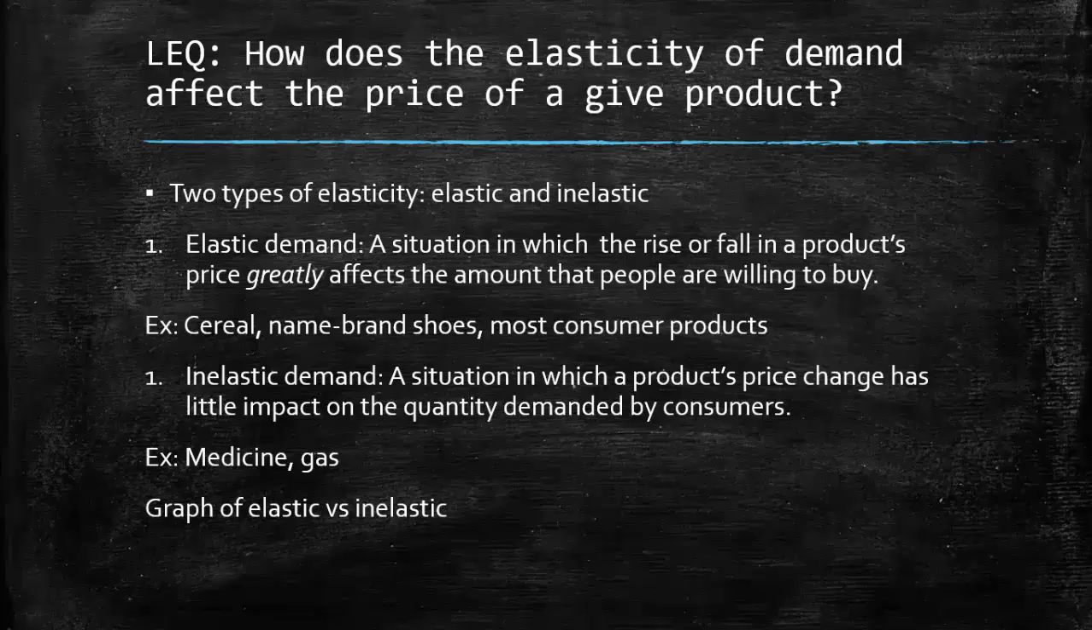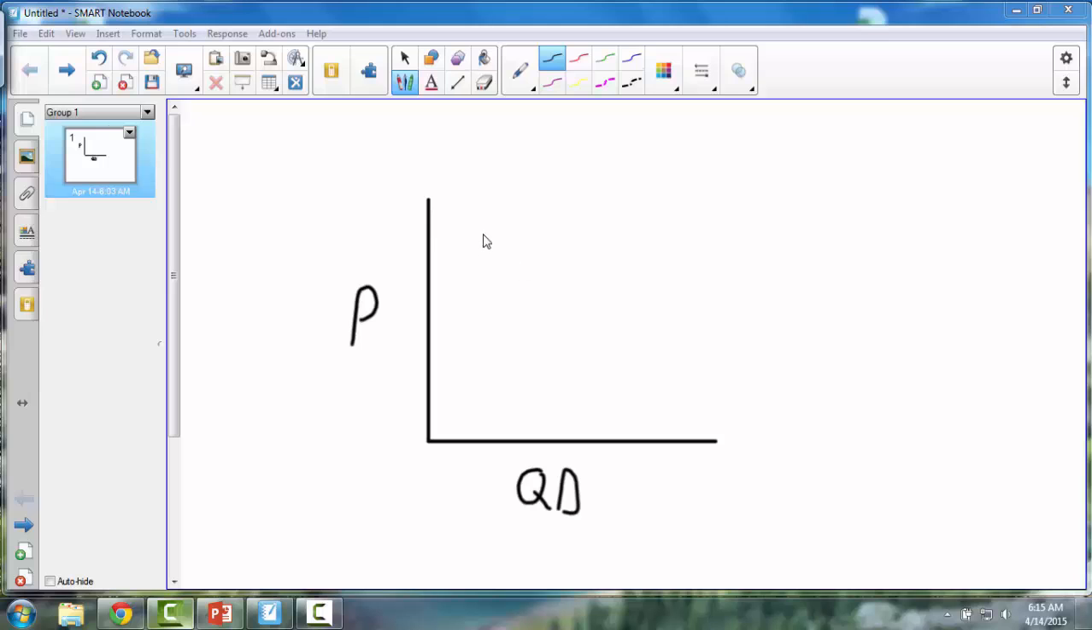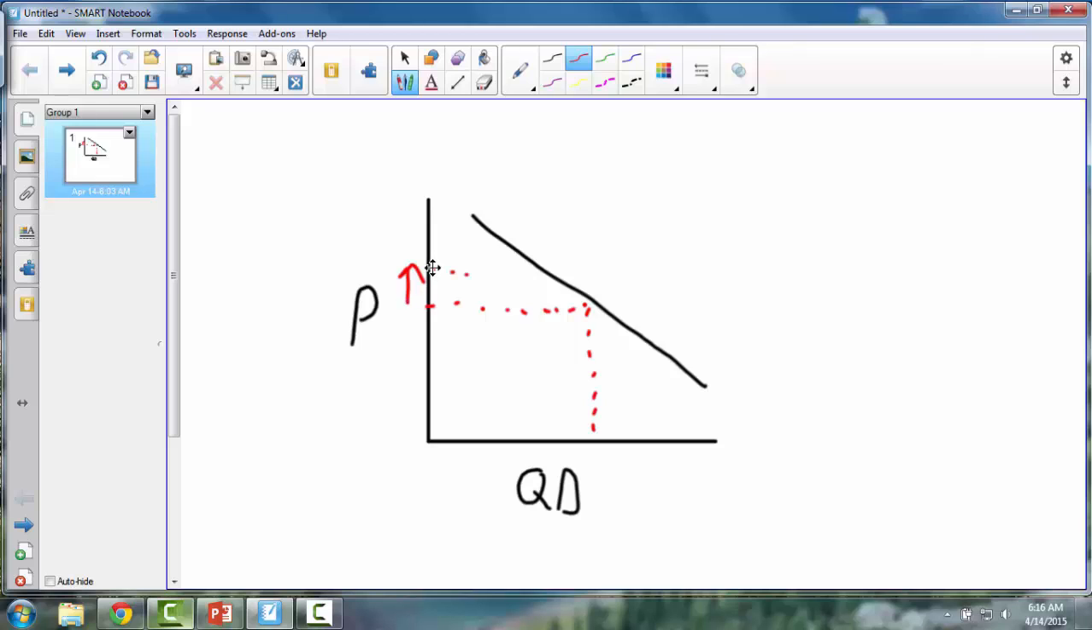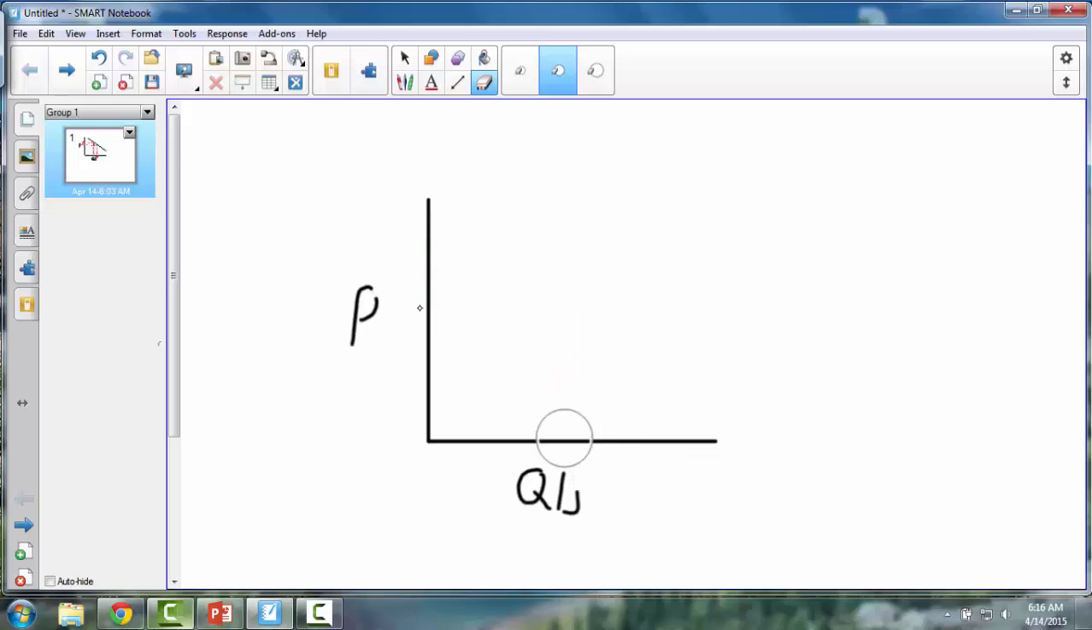Again, this is a graphing heavy unit. Okay, so here's our good old demand curve. You guys have seen this many times. Let's do some random example for some product, good or service, doesn't matter. Price goes up, quantity demanded goes down. Yes, we know this very well. Now let's see what elastic demand looks like.